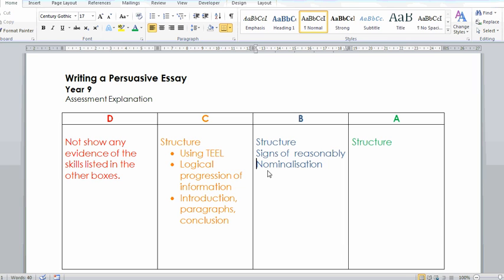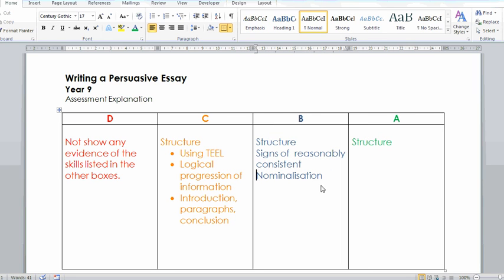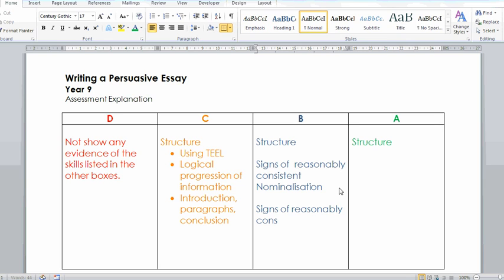And I should say, the word I would put in here would be reasonably consistent. If you just happened to get lucky and have one element of nominalization, you might still get a C. In fact, you might find yourself on a C+. But signs of reasonably consistent nominalization is certainly one of the things that we're looking for when you're getting a B.